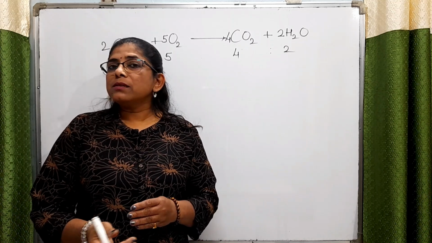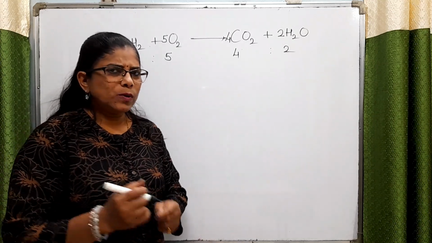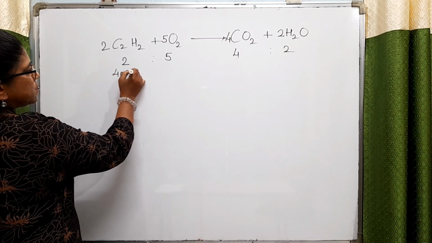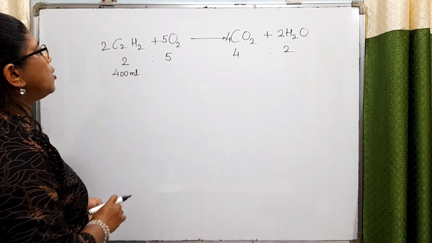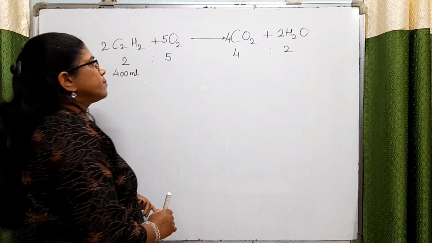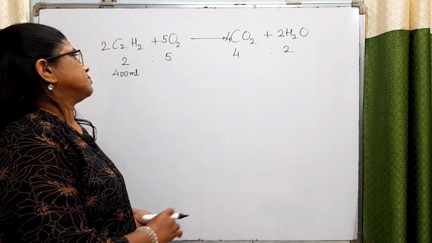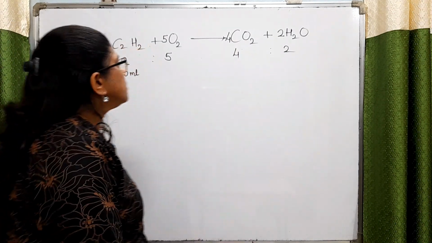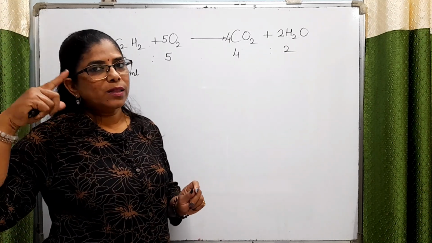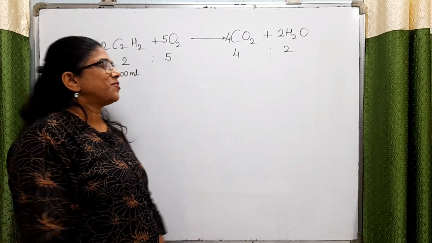Now, what is the given data and what is the question asked here? The question is how much oxygen is required to burn 400 ml of acetylene, and how much carbon dioxide is formed in this reaction. Okay, we will solve this. The first thing we have to do here is find the value of 1 volume.